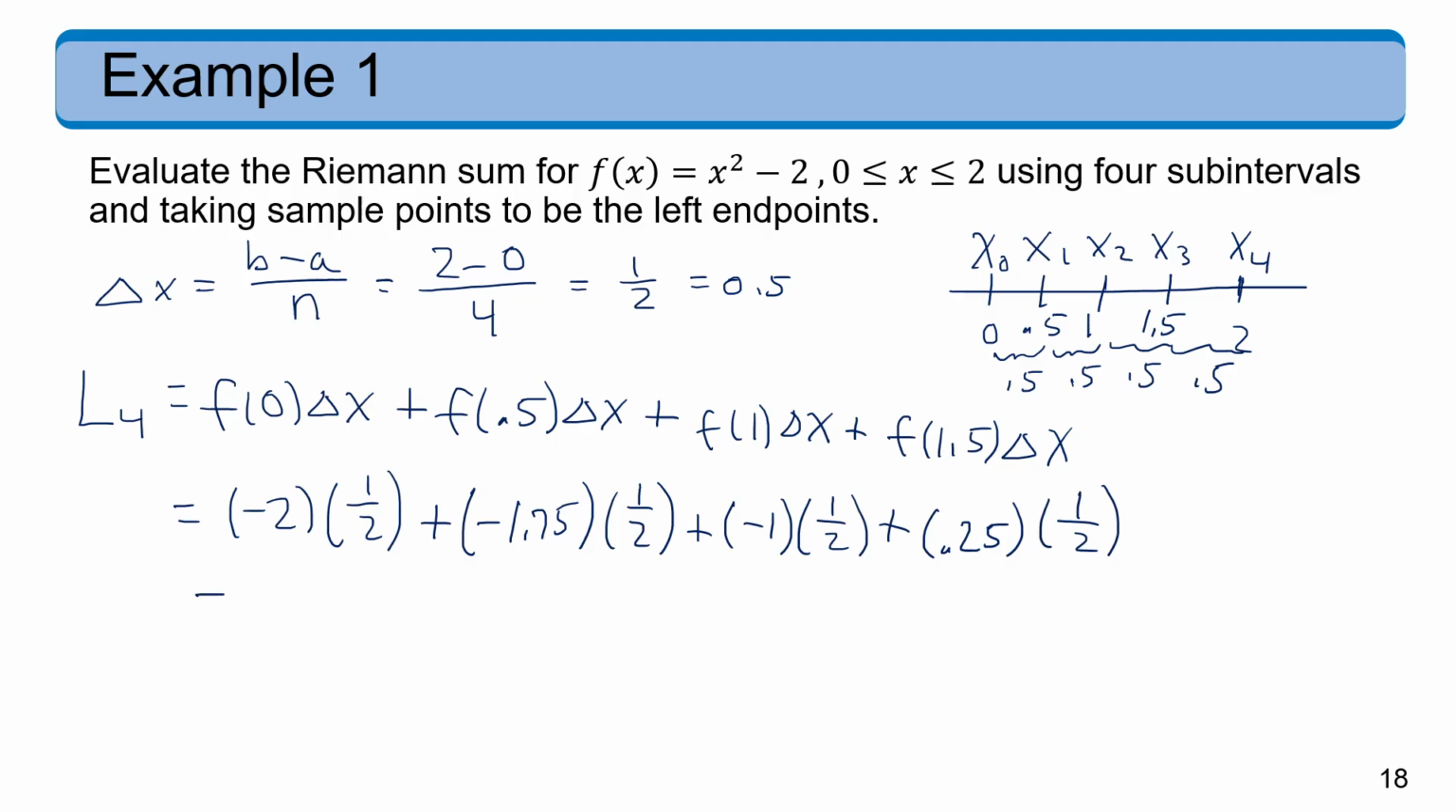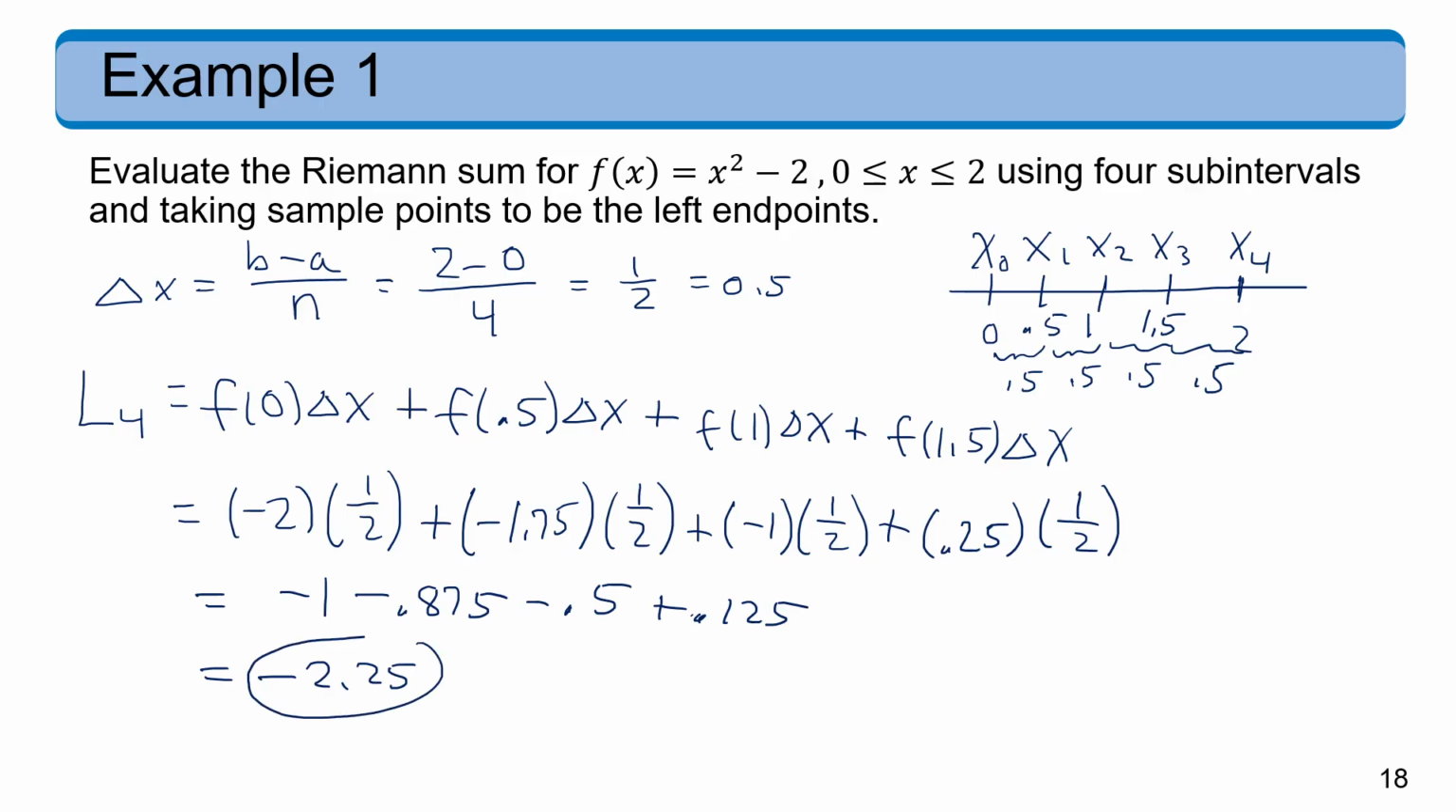So then when we simplify, this first term will be negative 1. The next one becomes minus 0.875. And then the third term, minus 1 times 1/2, is minus 0.5. And then the last term, 0.25 times 1/2, is plus 0.125. And then all this together comes to negative 2.25. So that's our answer. That's our Riemann sum we were asked to find.